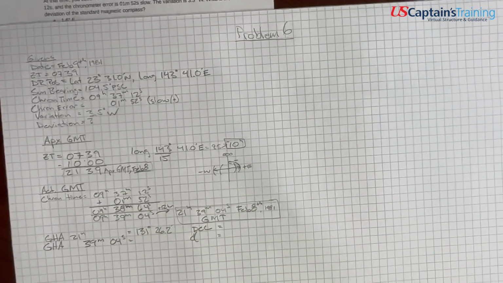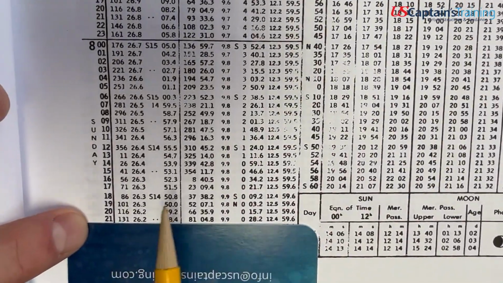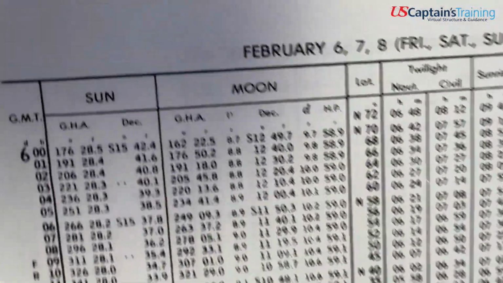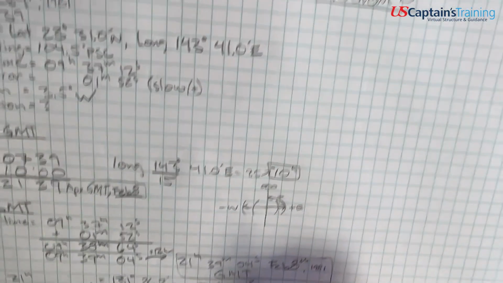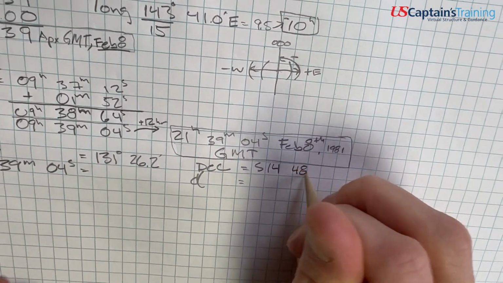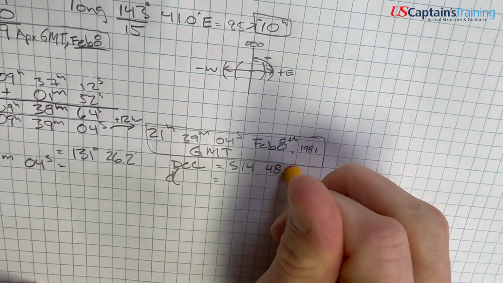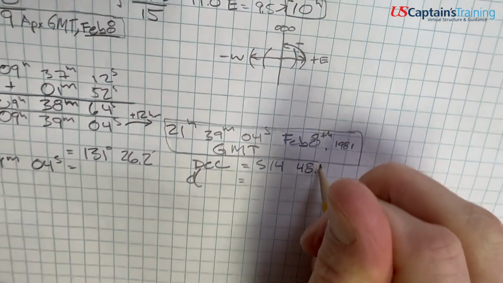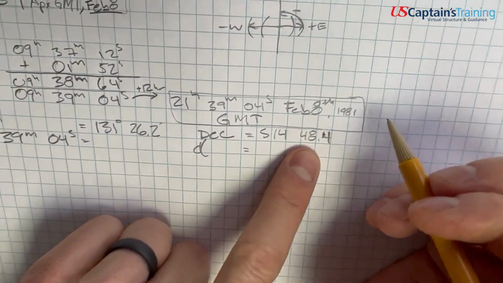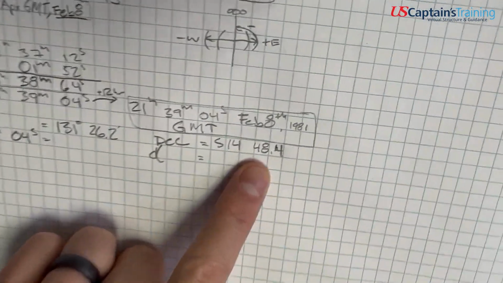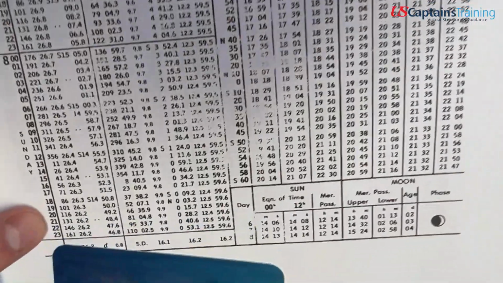So again, February 8th, 21, the declination's here. See that south 14 comes down. South 14, 48.4. Okay. So we're back over here. South 14, 48.4. Now we need a D correction.